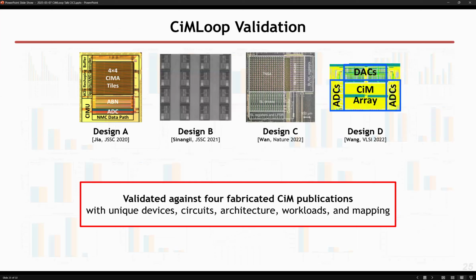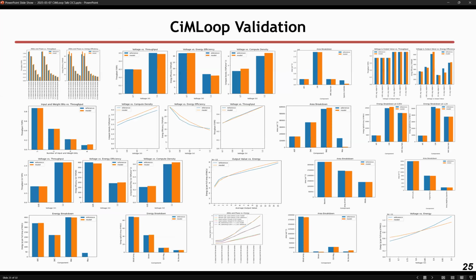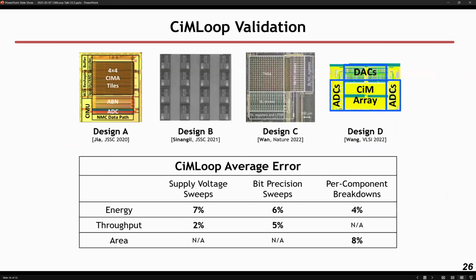Next, we validate the framework against real designs. So we use these 4 fabricated compute memory publications. Each of them have unique devices, circuits, architectures, tested workloads, and mappings. Now, I won't go too deeply into the validation because there is a lot of validation out there. If you're interested, I recommend you look at our published open source code, which has all of these and more. But we'll just give some high-level aggregates right now.